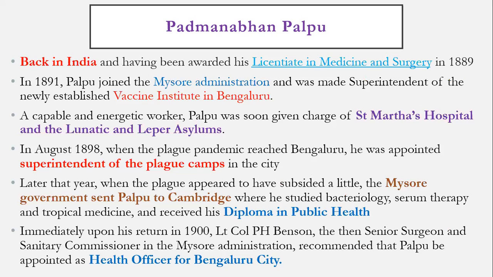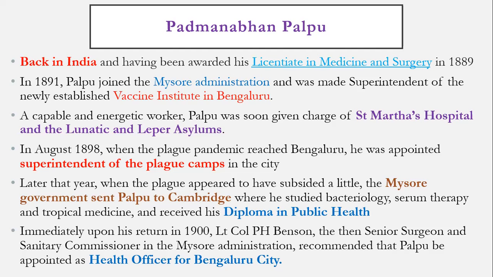Back in India, Palpu, having been awarded the licentiate in medicine and surgery in 1889, in 1891 joined the Mysore administration and was made superintendent of the newly established Vaccine Institute in Bengaluru. A capable and energetic worker, Palpu was soon given charge of St. Martha's Hospital and the lunatic and lepers asylums.